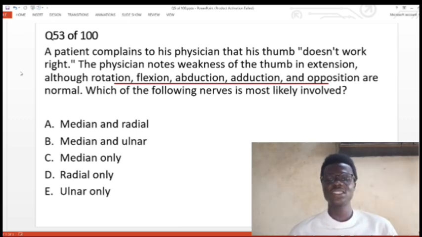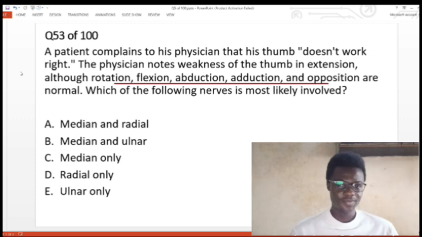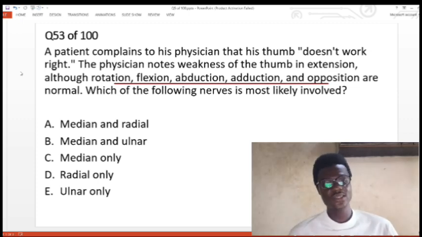So, the question says a patient complains to his physician that his thumb doesn't work right. The physician notes weakness of the thumb in extension, although rotation, flexion, abduction, adduction, and opposition are normal. Which of the following nerves is most likely involved?